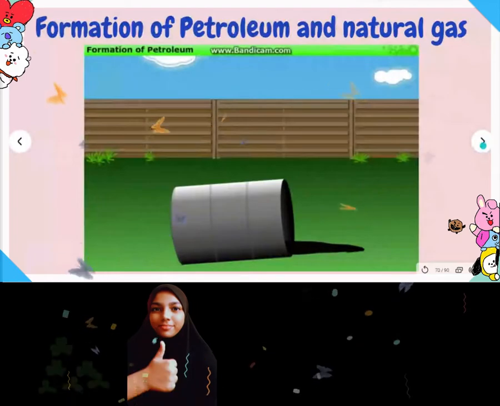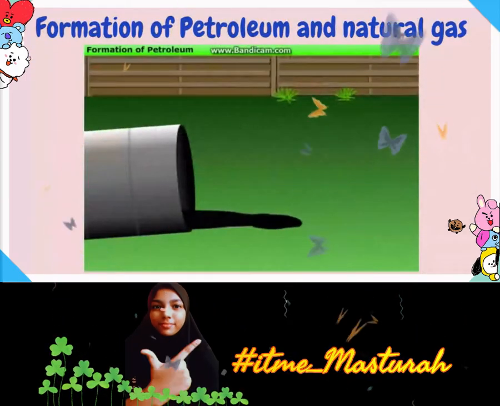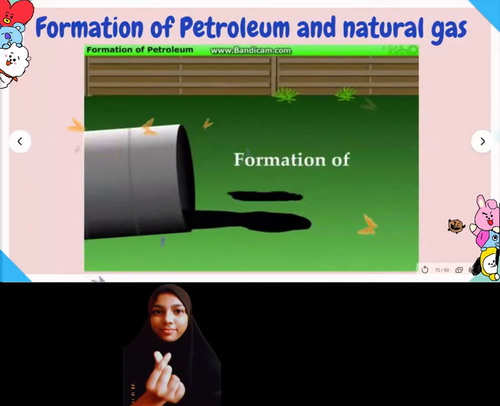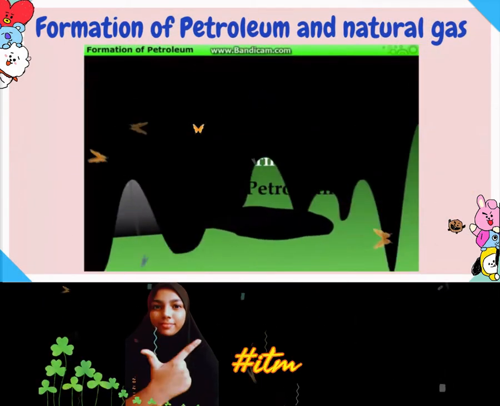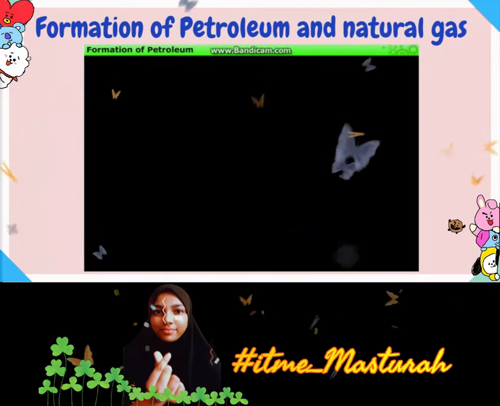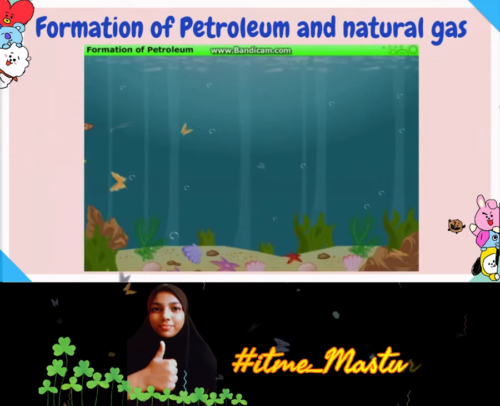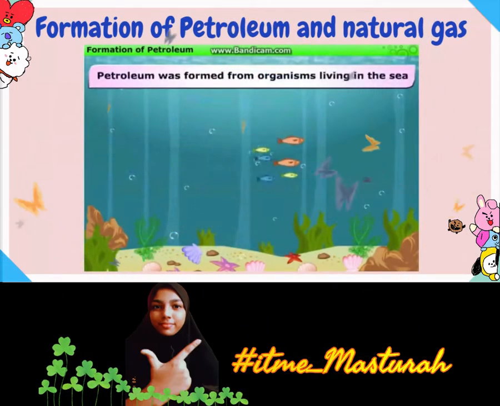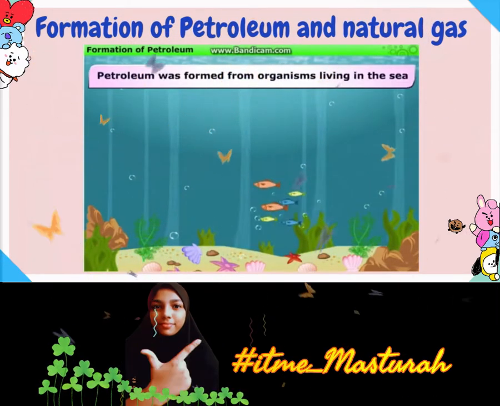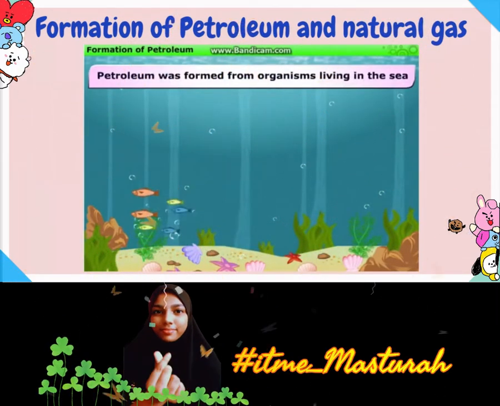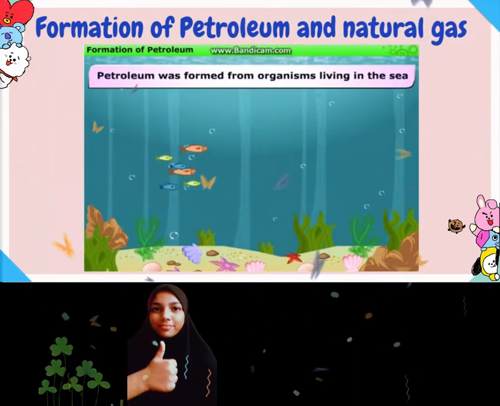Of petroleum and natural gas. Formation of petroleum. Let us study the formation of petroleum. Petroleum was formed from organisms living in the sea. It was formed by a complex process.